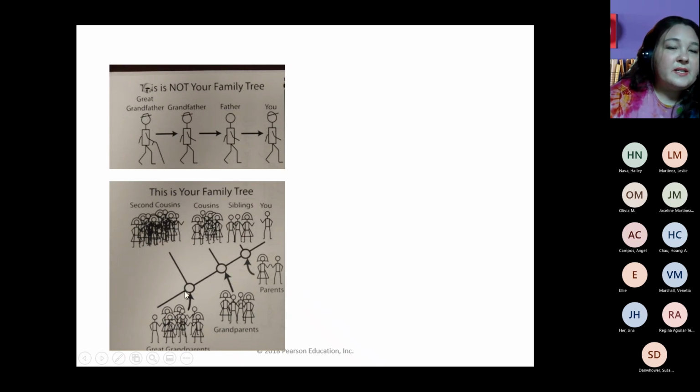Remember I said wherever the lines intersect, we've got little circles here, and they represent the common ancestors. So the first ancestors are the great-grandparents. The great-grandparents gave birth to the second cousins and the grandparents. The grandparents gave birth to the cousins and the parents. The parents gave birth to the siblings, and they gave birth to you.